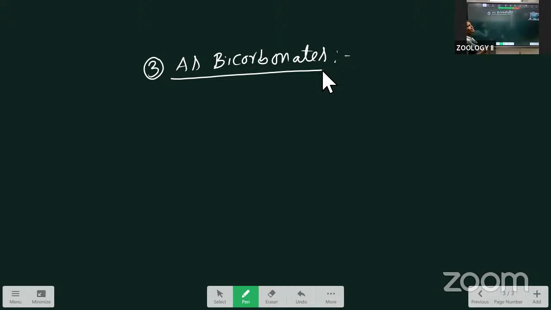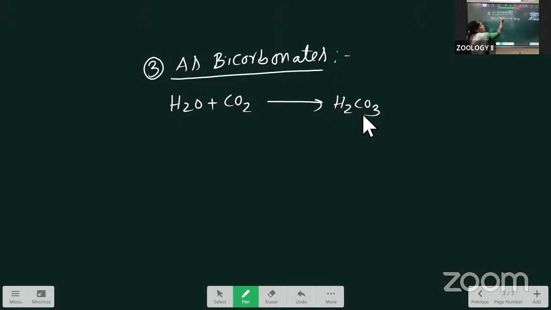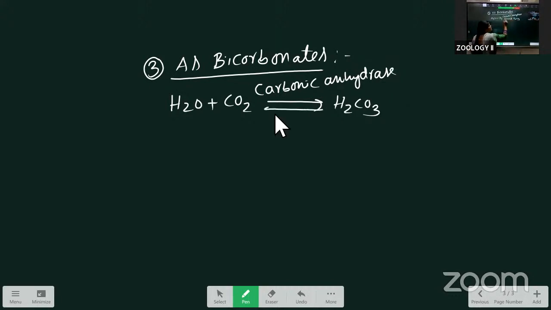Inside of the RBC, water is present. With that water, carbon dioxide is combined, the same as in the first reaction, and H2CO3 is formed. But here, H2CO3 is formed in the presence of the carbonic anhydrase enzyme. This is also a reversible reaction.